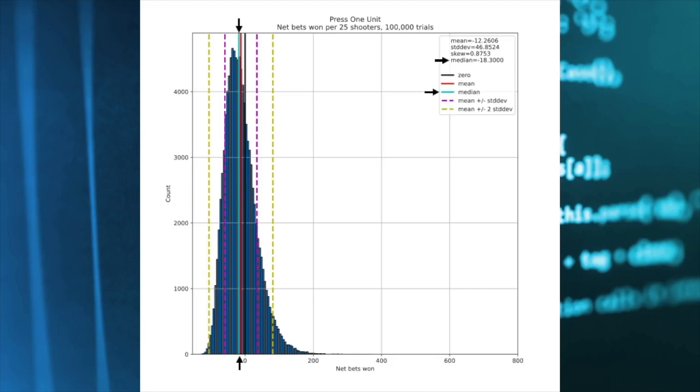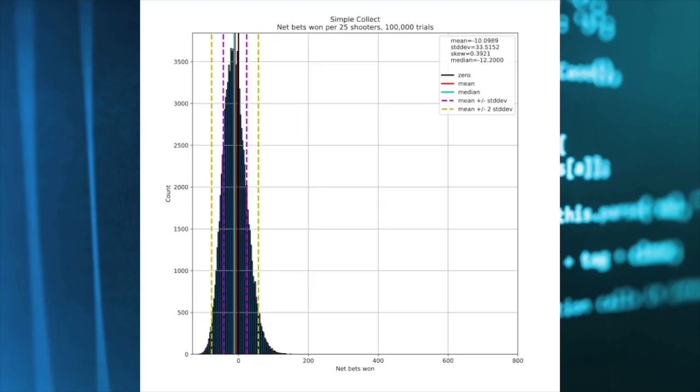Now let's look at our first strategy, Simple Collect, and we'll see what its plot tells us. Here we see the distribution of 100,000 realizations of 25 shooters for Simple Collect. The mean of the results is about minus 10 bets. That's a pretty good result. It's not 3-point Molly good, but it's good for a strategy that doesn't do anything. The median is about minus 12 bets. That's really good too, and it's close to the mean because the distribution is so symmetrical.